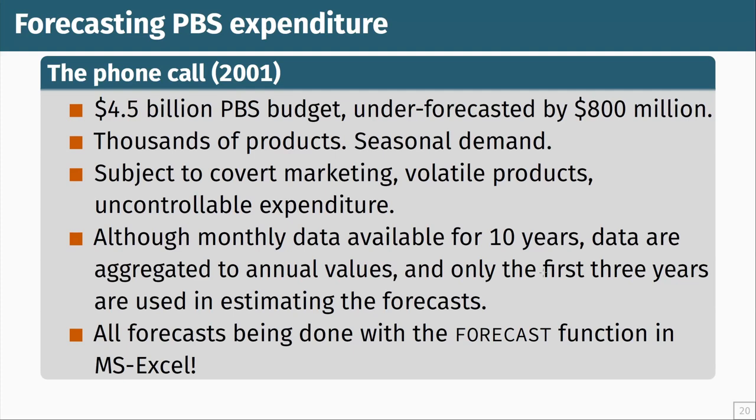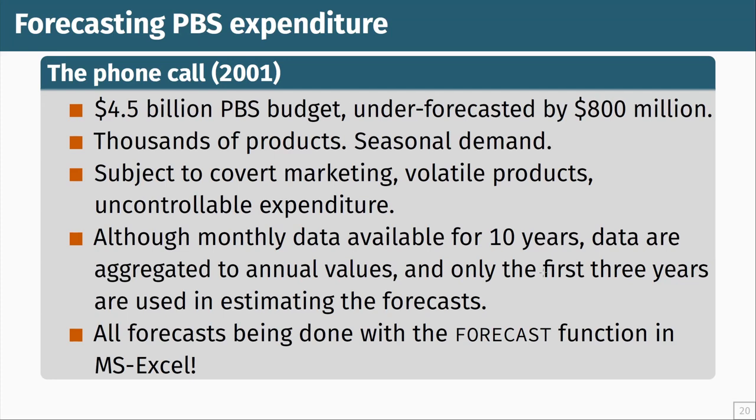And so I asked them to explain what they did. They said, well, at that stage, it was $4.5 billion for the budget. So the under forecasting by $800 million is a seriously bad forecasting error. They had thousands of products, seasonal demand, subject to lots of covert marketing and uncontrollable expenditure and volatile products and all sorts of weird stuff going on.